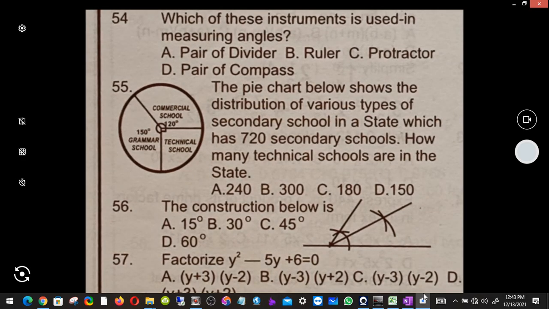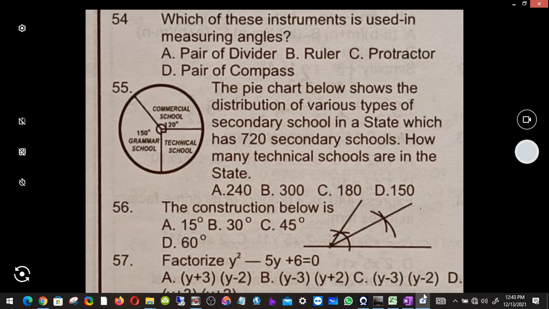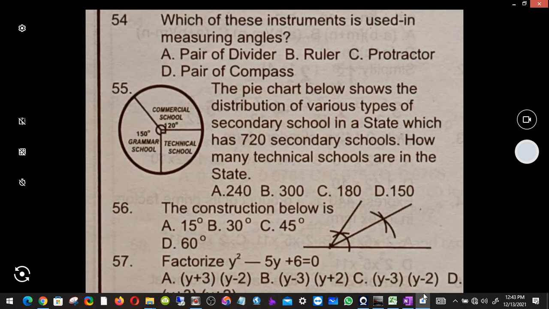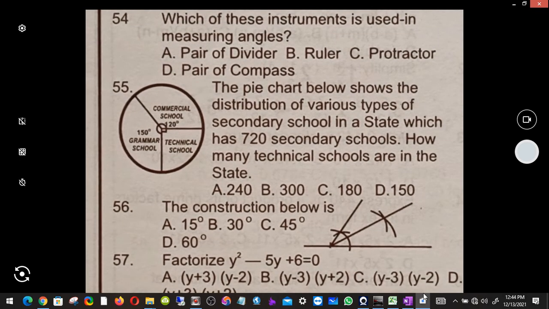Okay, can you see carefully? If you look at this pictorial representation carefully, technical schools has the right angle here, so that's 90 degrees. Even if it wasn't given, if you add 120 plus 150, that gives 270, plus 90 must give you 360, so this must be 90 to complete the 360, right? Yes, sir. Now they are asking us how many technical schools there are in the state. So it will be the angle of technical schools over 360 times the total number of secondary schools.